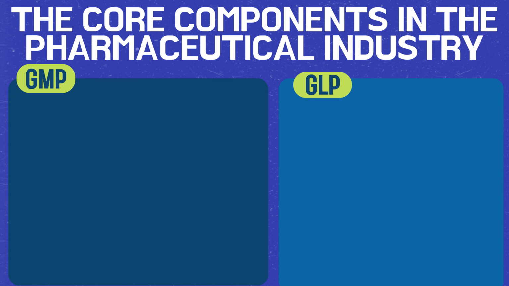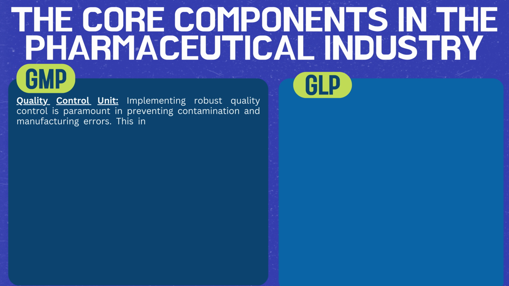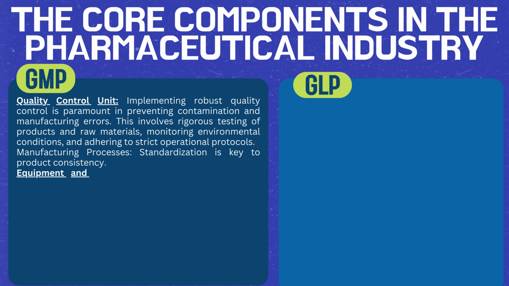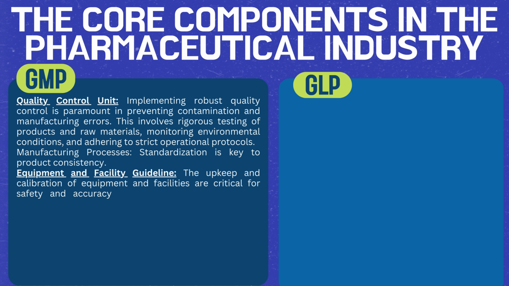The core components in the pharmaceutical industry. GMP quality control unit: implementing robust quality control is paramount in preventing contamination and manufacturing errors. This involves rigorous testing of products and raw materials, monitoring environmental conditions, and adhering to strict operational protocols. Manufacturing processes: standardization is key to product consistency.